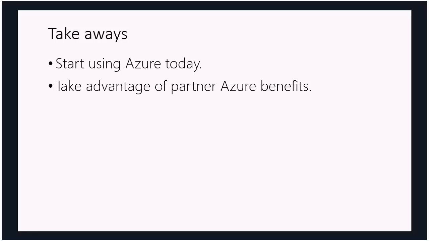Take advantage of your partner benefits. If you have an Action Pack, you will be receiving $100 worth of Azure credits, which renew every month. So you can use $100 worth of Azure resources every month to do testing, to run up virtual machines, to do whatever you need to do for demonstrations. So if you're a Microsoft partner and you have something like Action Pack, you already have Azure benefits that you should be taking advantage of.